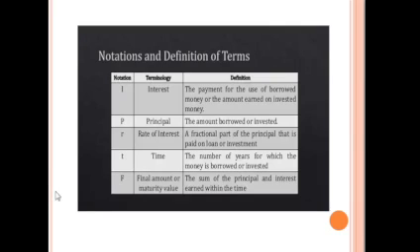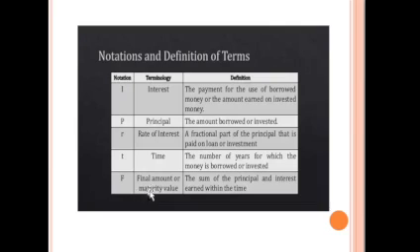Now, we will have the notations and definition of terms. We have the I here is the interest, meaning the payment for the use of borrowed money or the amount earned on invested money. The P is the principal, that is the amount borrowed or invested. And the R is the rate of interest, that's a fractional part of the principal that is paid on loan or investment. And the T is time, the number of years for which the money is borrowed or invested.